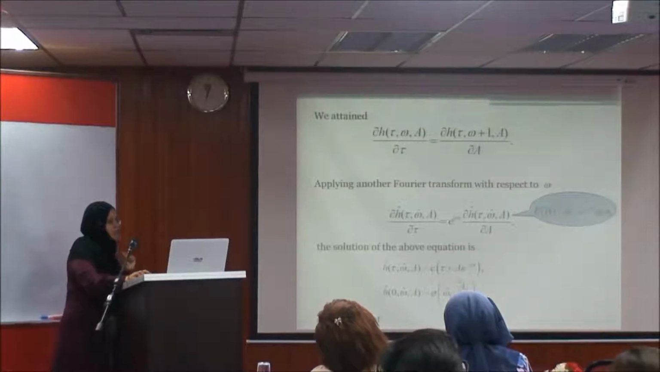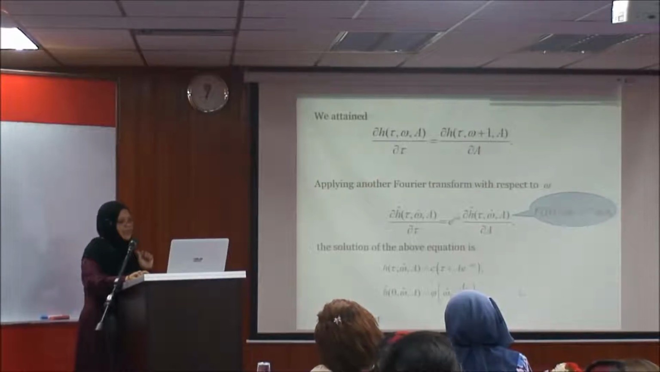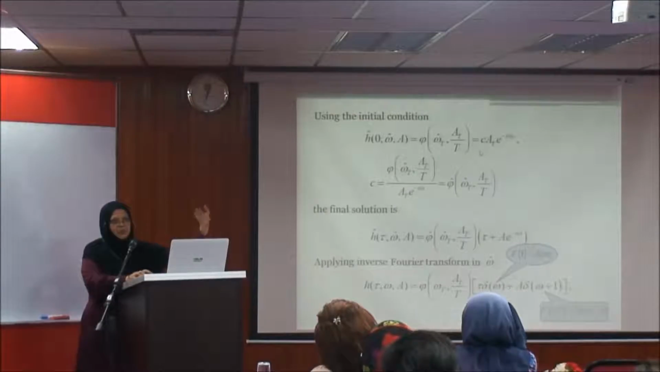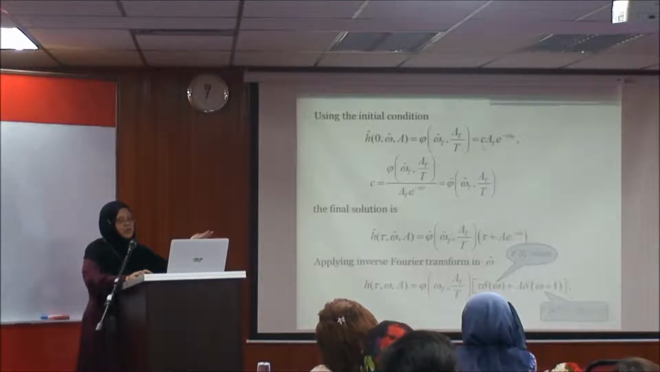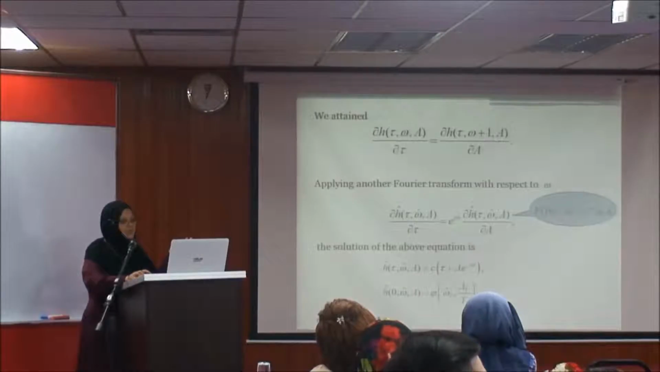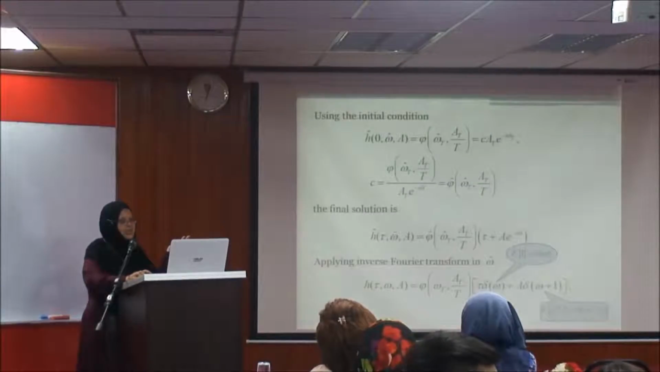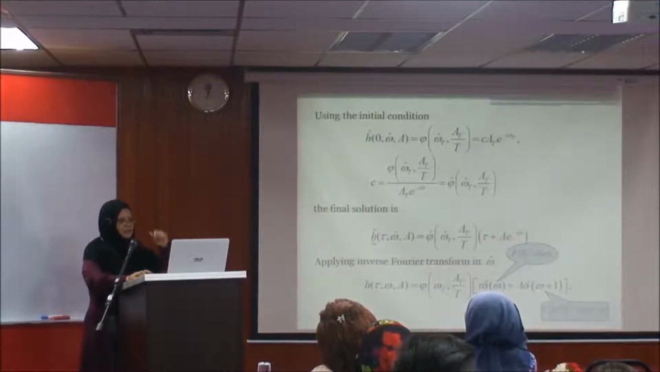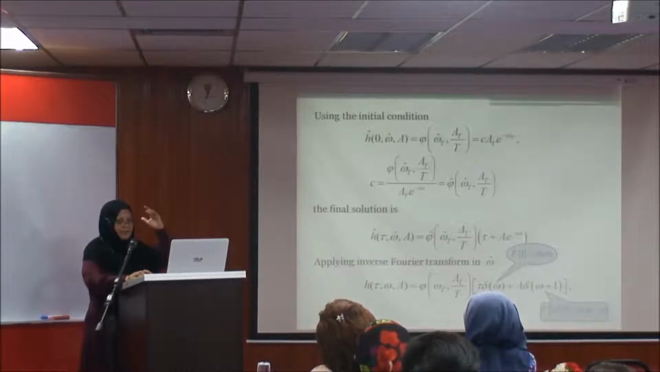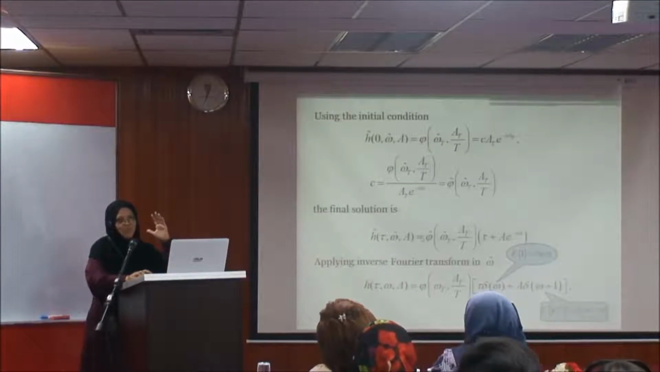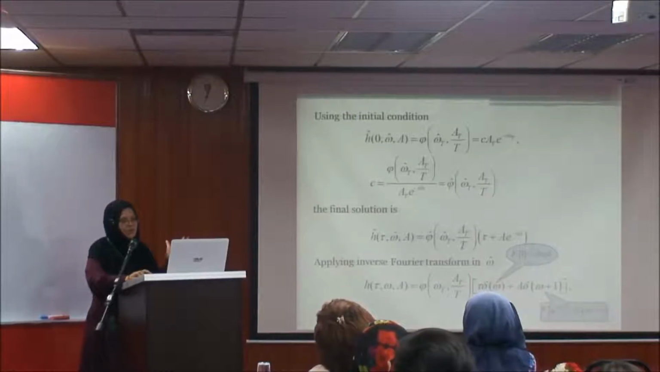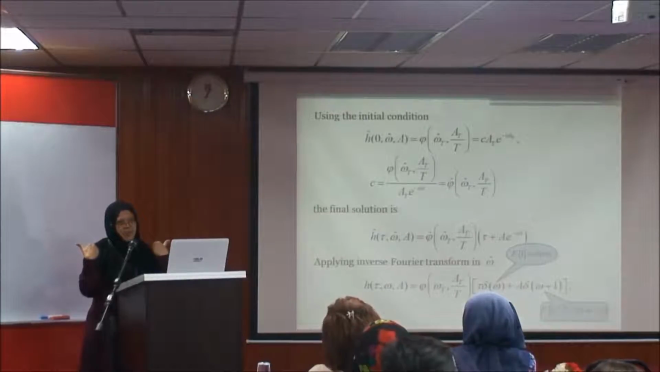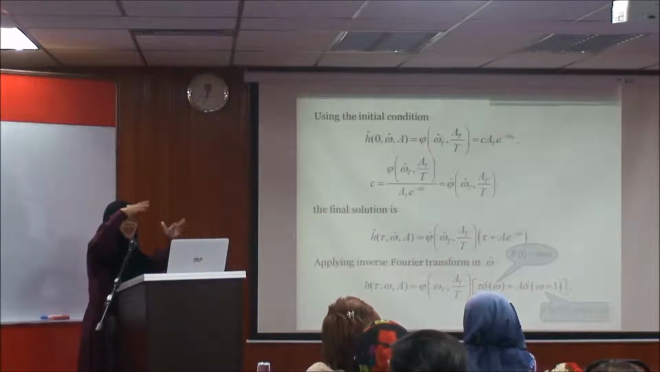You get the solution to the above equation, just like the previous one, where you find your C. You just substitute with the initial condition, and you get your C, and the final solution is h hat equals phi hat. This is all in the Fourier transform form. So what we do now is we have to inverse it back and go back all the way through.